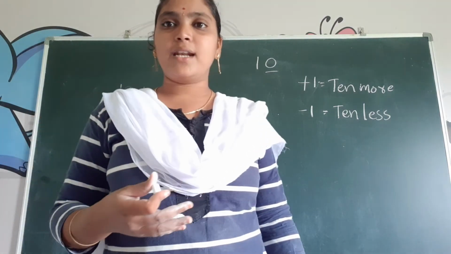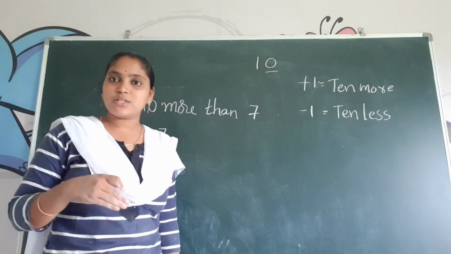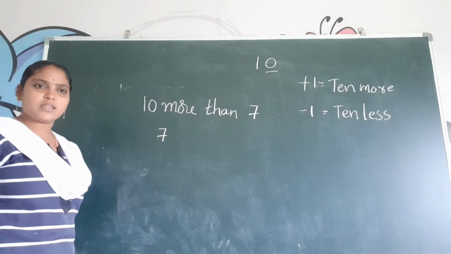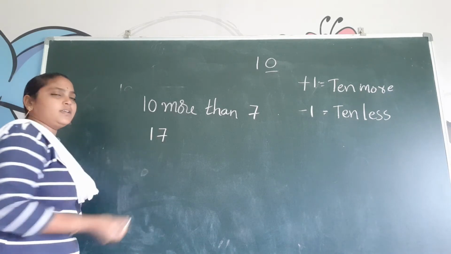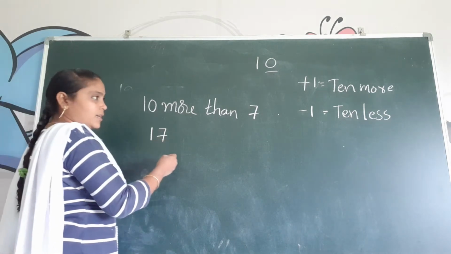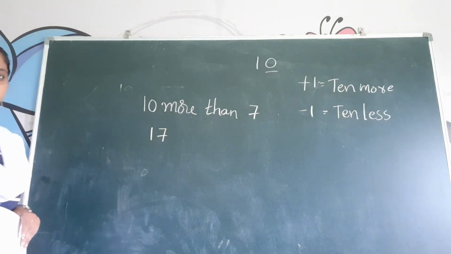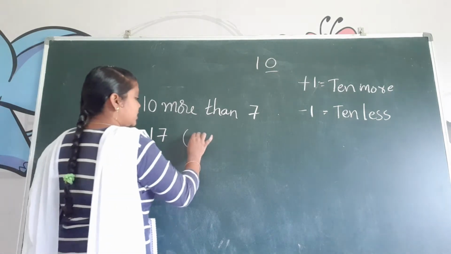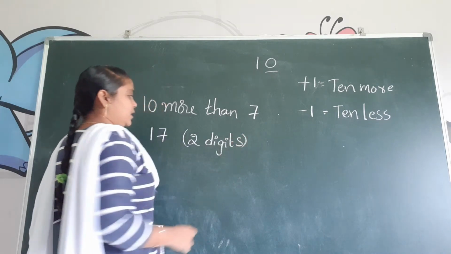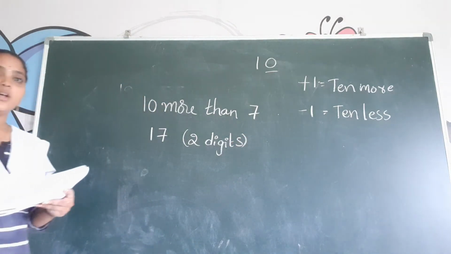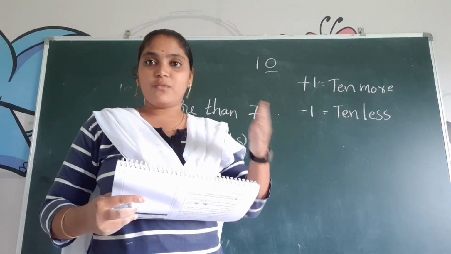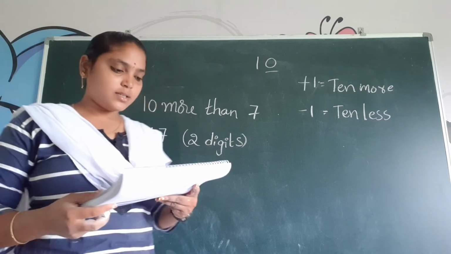While finding a 10 more number, just the digit in the tens place increases by 1. So here, are there any tens place digits? No. So write just 1 in the tens place. So 10 plus 7 is 17, children. 10 more than 7 is 17. So in 17, how many digits are there? 2 digits. If we find 10 more, the number increases, and if we find 10 less, the number decreases.